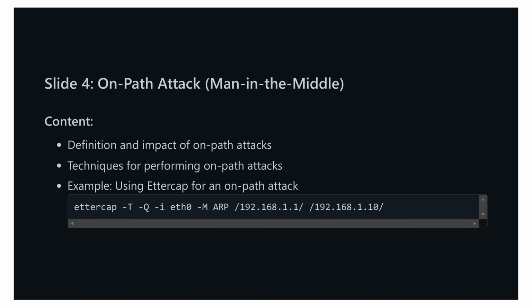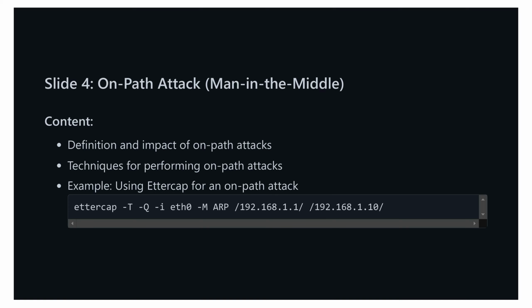On-path attacks involve intercepting and potentially altering the communication between two parties without their knowledge. These attacks can be particularly devastating because they allow the attacker to capture sensitive data, manipulate information, and inject malicious content into the communication stream. To perform an on-path attack, various techniques can be employed, with ARP spoofing being one of the most prevalent. By redirecting network traffic to the attacker's machine, an adversary can eavesdrop or inject malicious packets unnoticed.